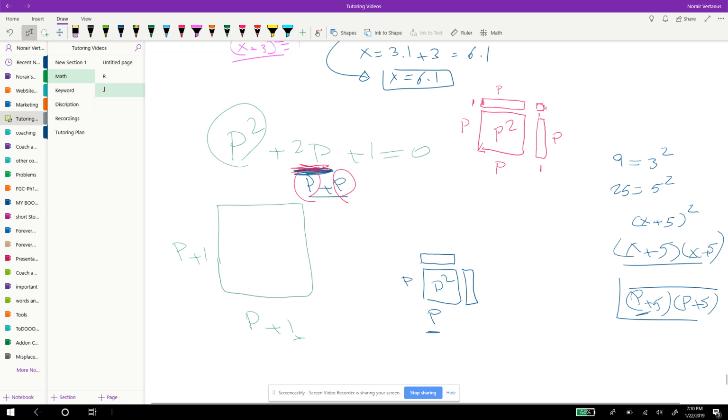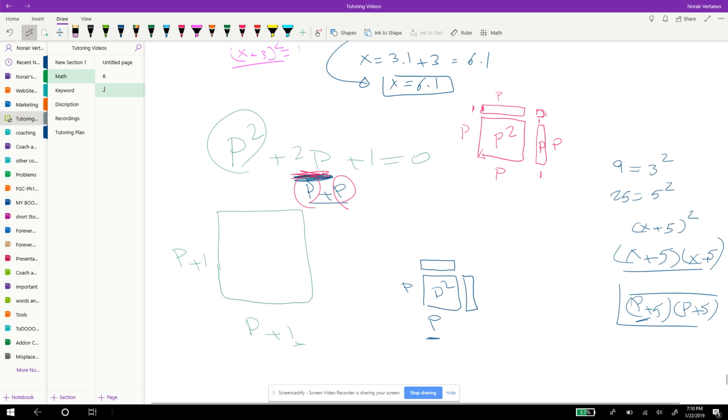So p plus p. What is the area of this rectangle? In this case, you see 1 times p is p. Here 1 times p is p. So we need to have a rectangle like that. That's why I drew these rectangles here. So the area of this rectangle is p, and the area of this rectangle is also p. So p plus p is going to be 2p. That's what we need to have.